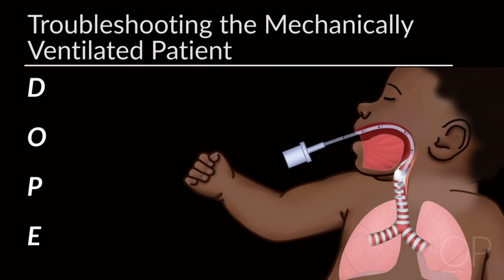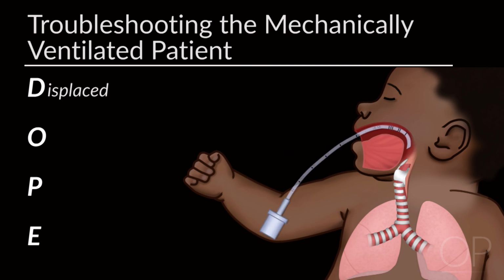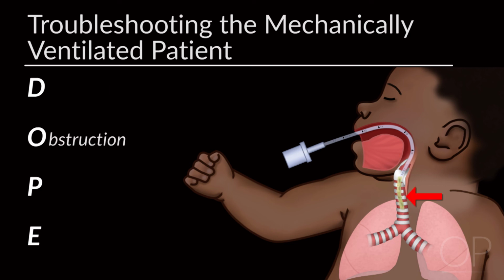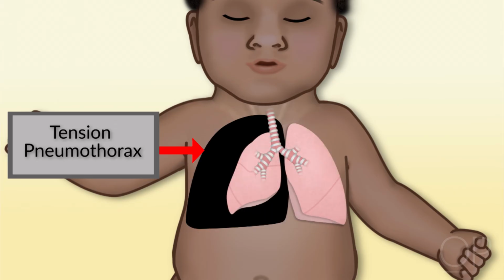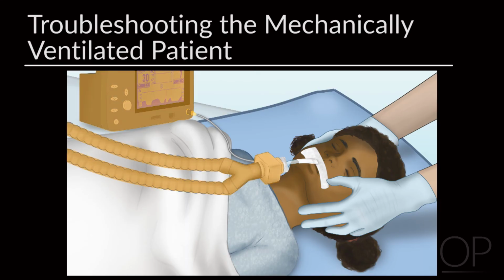This is a clever mnemonic to help a clinician quickly troubleshoot a condition in which ventilation is not adequate in a patient on mechanical ventilation support. Is the tube displaced? Is it too high, or is it too far or positioned in the carina or in the right mainstem bronchus? Is there an obstruction due to secretions or mucus plug? Is there a tension pneumothorax? Is the equipment used to ventilate the patient functioning appropriately?